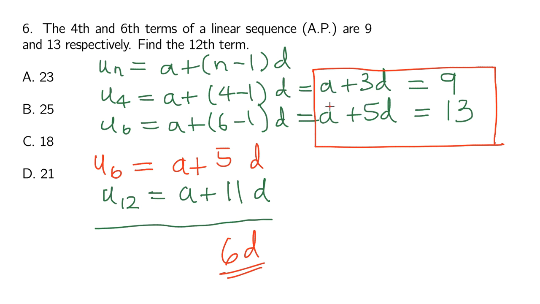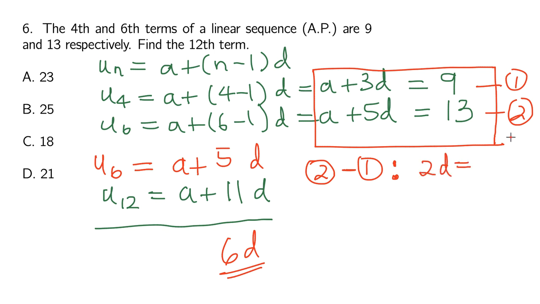We can eliminate a from these equations. If we call this equation 1 and this equation 2, we can subtract equation 1 from equation 2. So 2 minus 1 tells us that 2d is equal to 4. Now, if 2d equals 4, what is 6d? 6d is 3 times that. So 6d must be equal to 12.